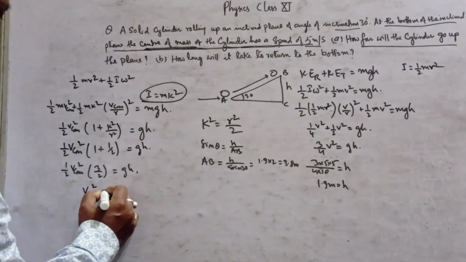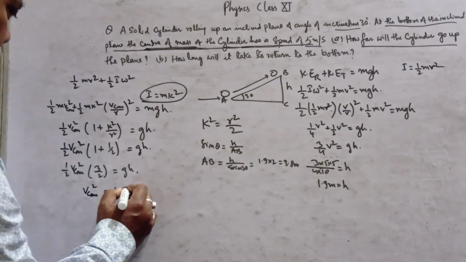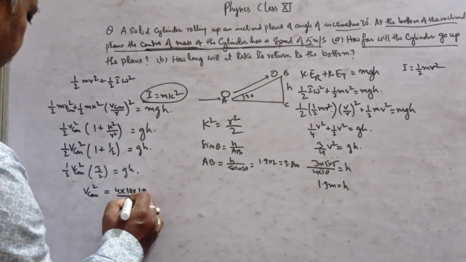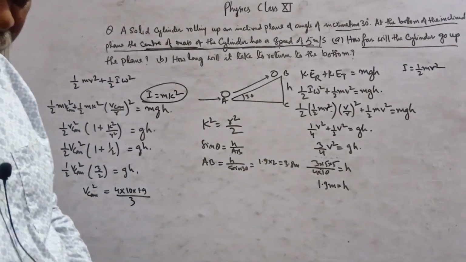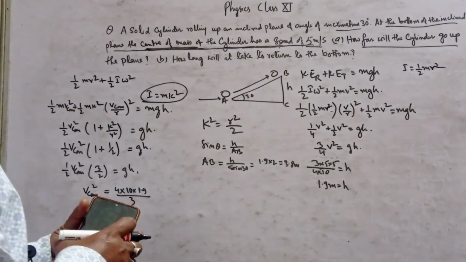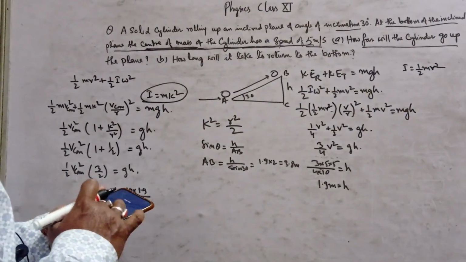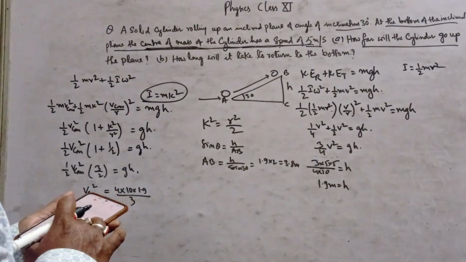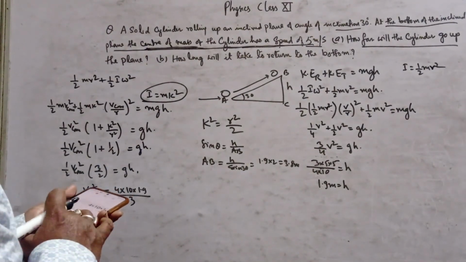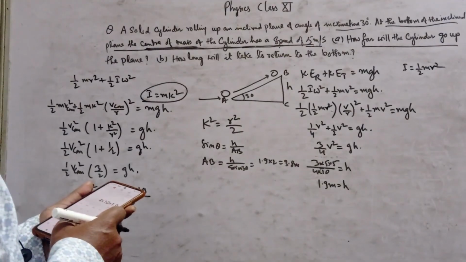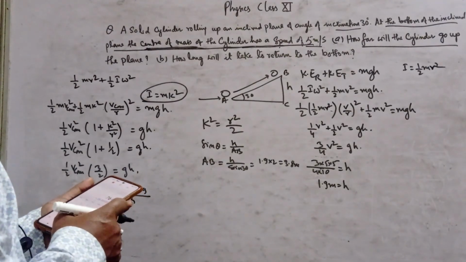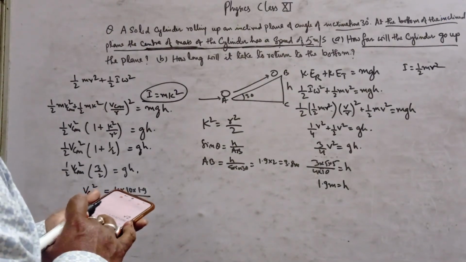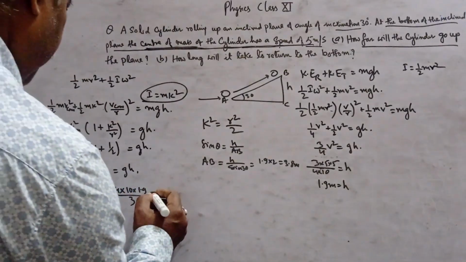V square will be 4 into g, 10, into H, how much? 1.9, divided by 3. So let me take the help of calculator to find it out. So this is 4 into 10 into 1.9 divided by 3, 25.33. So square root of 25.33, it comes out to how much?